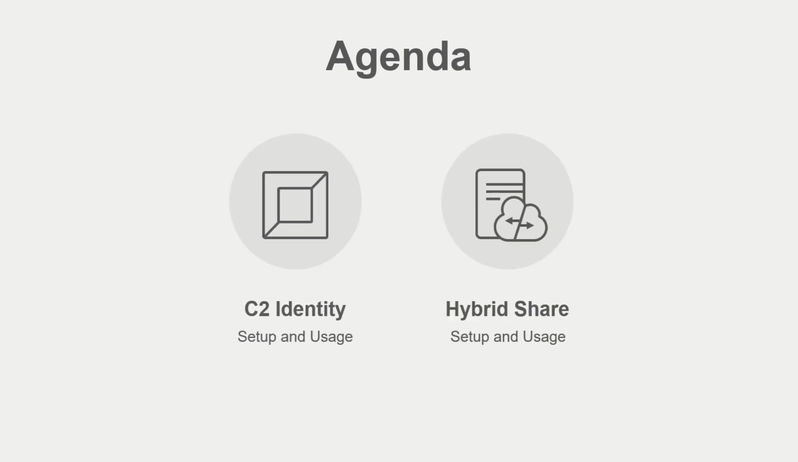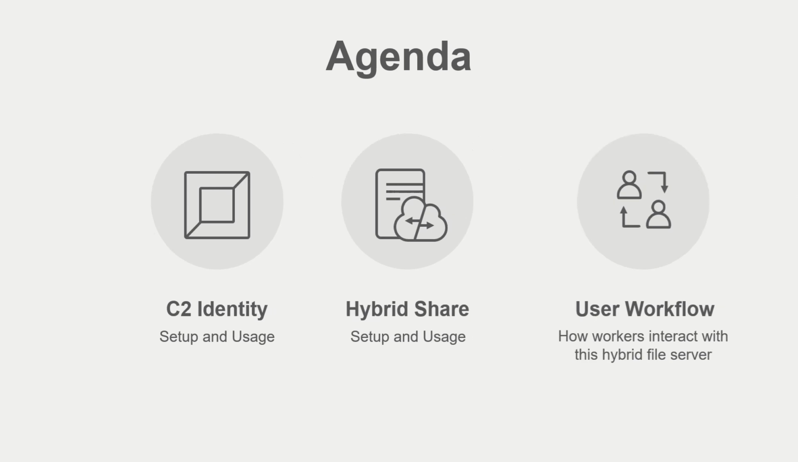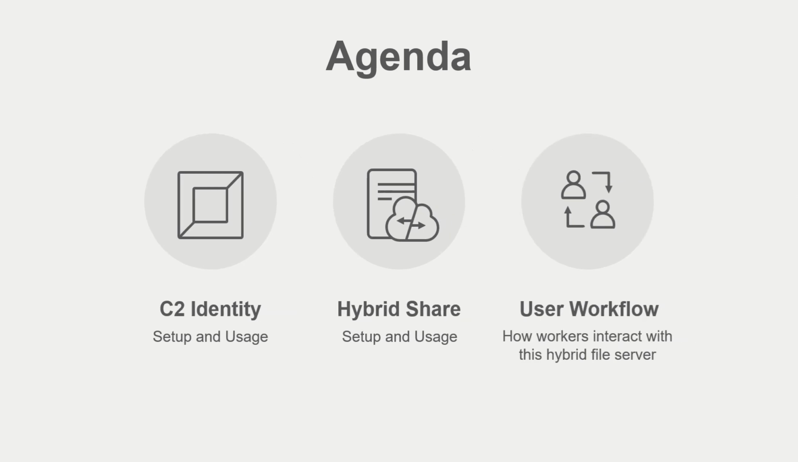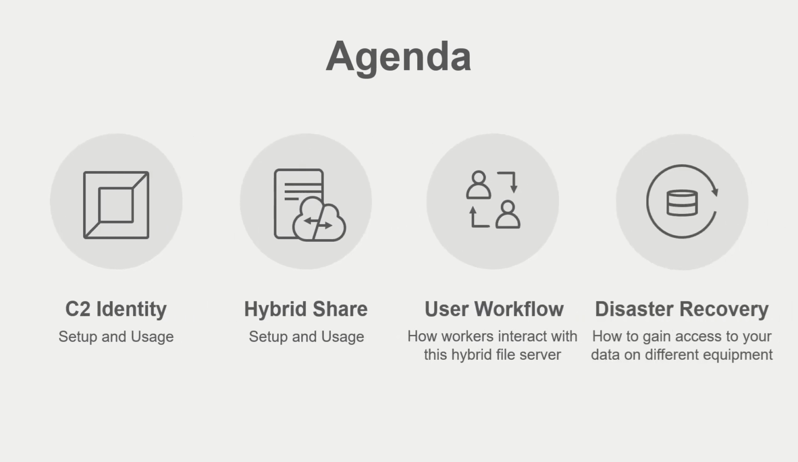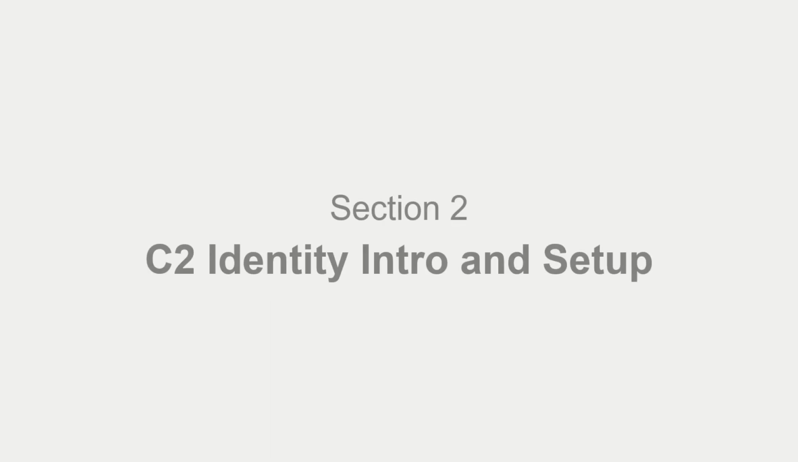We're then going to move into Hybrid Share and we're going to start off by partitioning off our Synology C2 storage environment first and then mounting those different Hybrid Share folders on our respective NAS devices in our UK and Finland offices. We're then going to move into some end user workflows that your users will be able to take advantage of now that you have a Synology hybrid file server. Then we're going to round things off with the disaster recovery scenario to show you how to gain access to your data on different equipment.